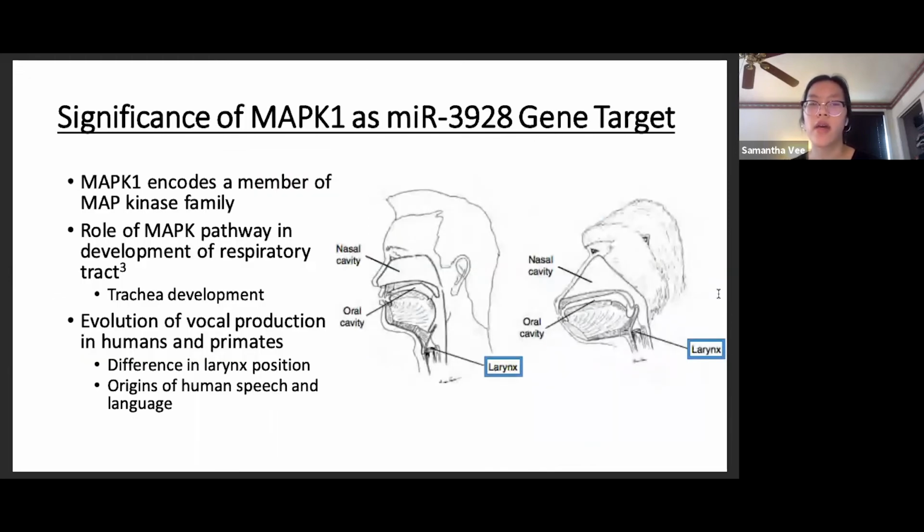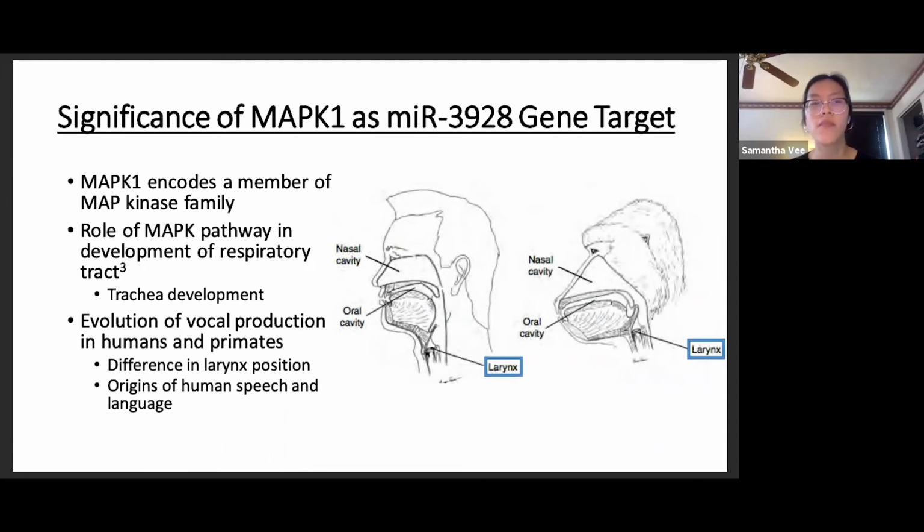MAPK1 encodes a member of the MAP kinase family, which is involved in cellular processes such as proliferation and differentiation. Previous studies have shown that the proper signaling of the MAPK pathway is required in the development of the respiratory tract. Gene ontology analysis of the MIR3928 target specifically implicated both the MAPK1 gene itself and the formation and development of the trachea more broadly.